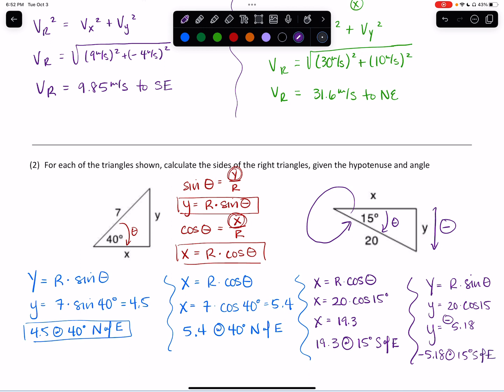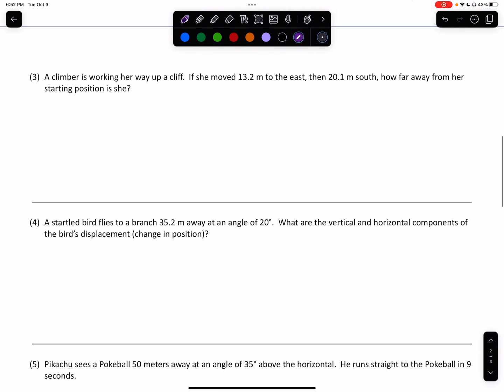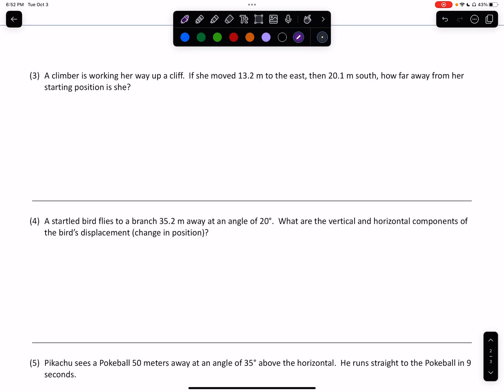So that's an example of how to use the sine and cosine functions to find these two component legs. Now let's try a couple problems because I think that these make a whole lot more sense if you try some problems. So here we have a climber who is working her way up a cliff. If she moved 13.2 meters to the east, then 20.1 meters south, how far away from her starting position is she?